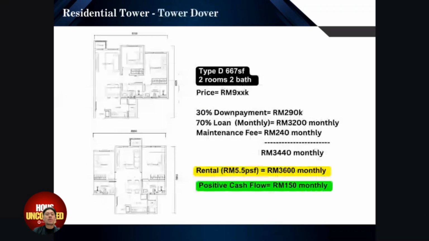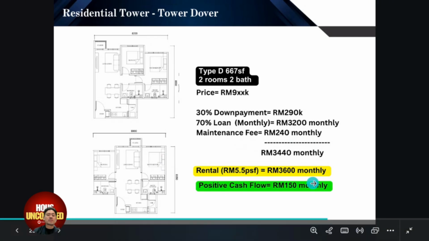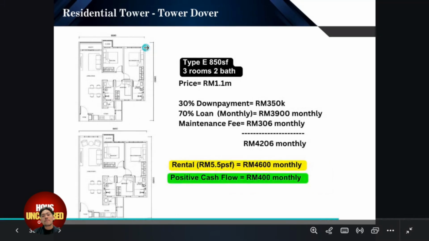But if you want positive cash flow, I can go for 2 rooms, 2 bath, where you can see based on the price of 900 plus thousand, using 30% down payment and 70% loan, the monthly installment with maintenance fee included is 3,004. And based on the rental demand in the market right now, which is 3,006, you can get a positive cash flow of 150. This is assuming you rent out the whole unit.